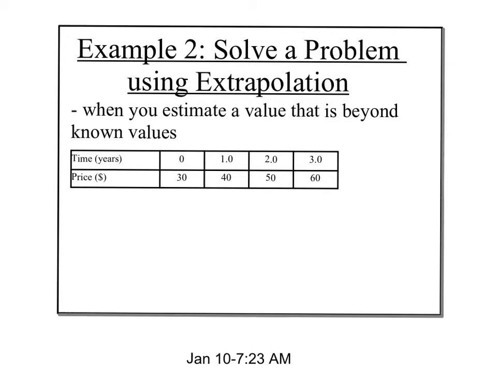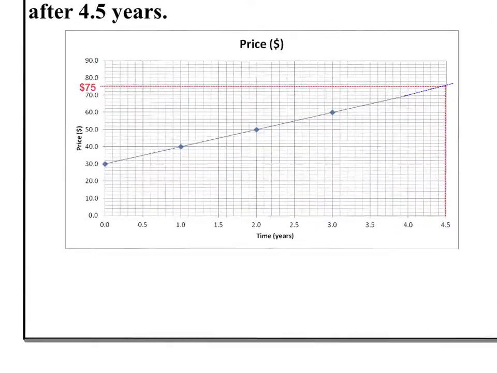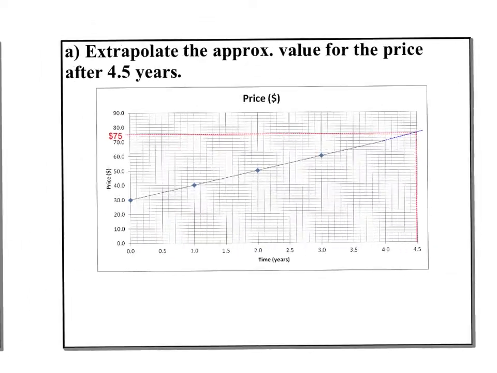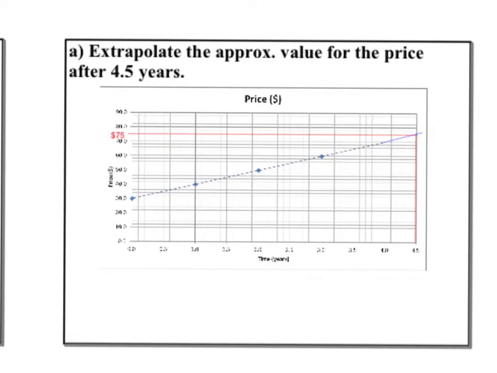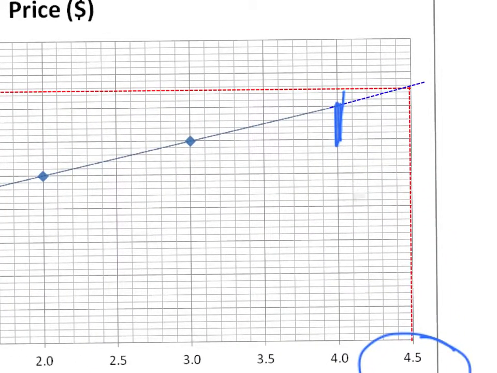So here you're looking at time in years from 0 to 3, and an increase in the price. So you're given a graph, which is this blue line, and the question asks you to extrapolate the approximate value for the price in 4.5 years. So 4.5 years is here, and the original graph ends right here after 4 years. So you need to extrapolate, or extend the line out, to find the value at 4.5 years. So this blue dotted line is the new line.